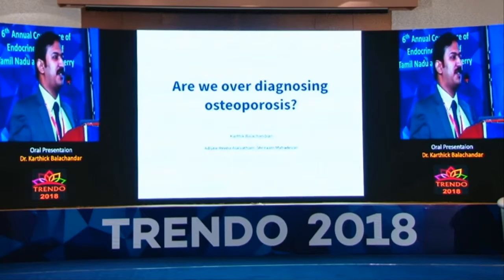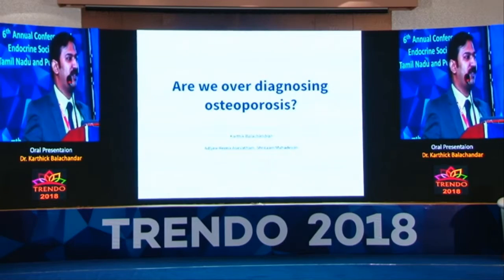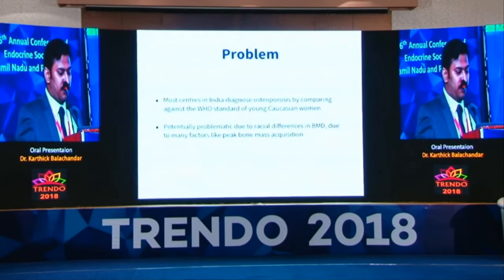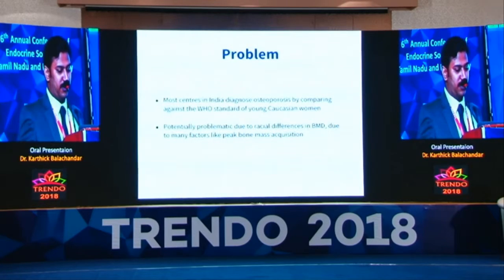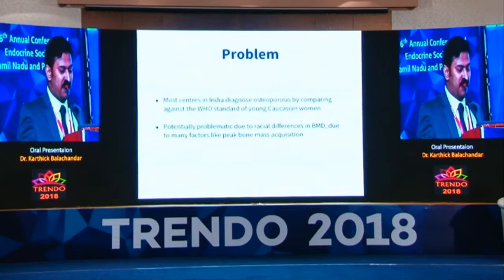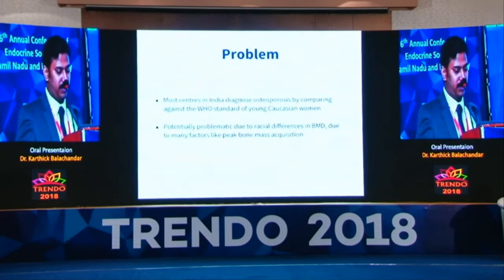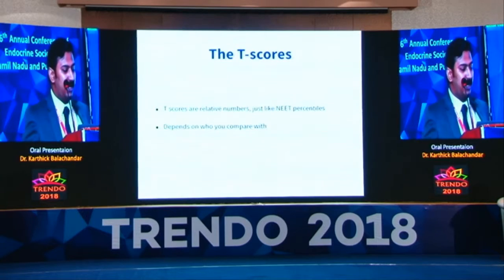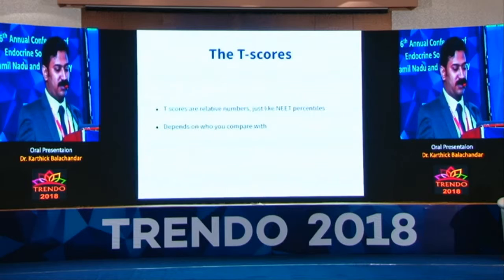Are we over-diagnosing osteoporosis? That is the provocative question that we are asking. Indians have among the lowest fracture risk in the world despite having very low BMD. And there are no prospective studies in India to delineate the relationship between BMD and fracture risk. So most centers in India, in this background, diagnose osteoporosis by comparing against the WHO standard of young Caucasian women. This is a potentially problematic situation due to racial differences in BMD, due to many factors such as peak bone mass acquisition. So we need to realize that T-scores are basically like relative numbers, just like NEET percentiles.